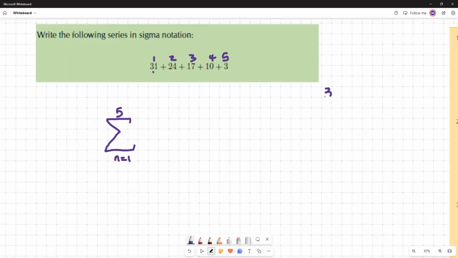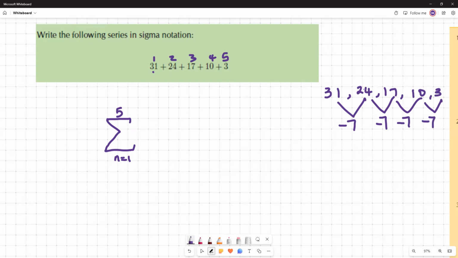Let me just write the values here. We have 31, 24, 17, 10, 3. And then we do this, right? What is the difference between them? 24 minus 31, you get -7. 17 minus that, you get -7. 10 minus that, you get -7. This minus that, you get -7. It means you are minusing, because this minus that gives you -7, and so on. And we can see that, therefore, this is a linear pattern.